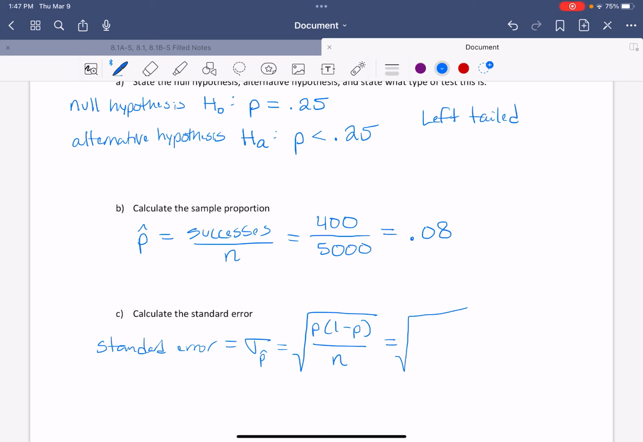All right, so let's plug in that 0.25 in for p. That's 1 minus 0.25 all over n. n was the sample size of 5,000. I had gotten 0.006. Yes. Okay, cool.